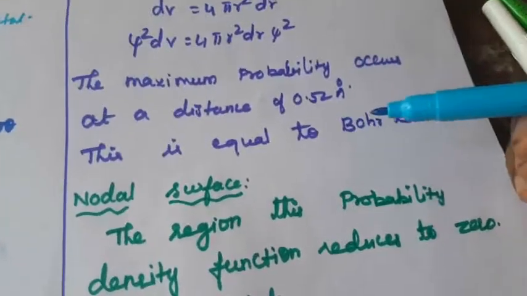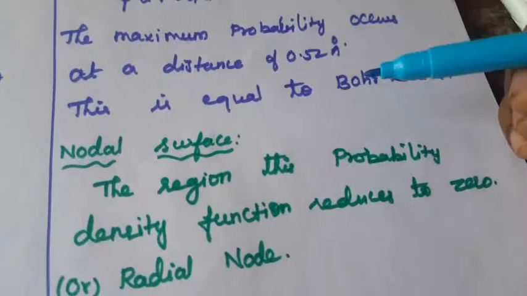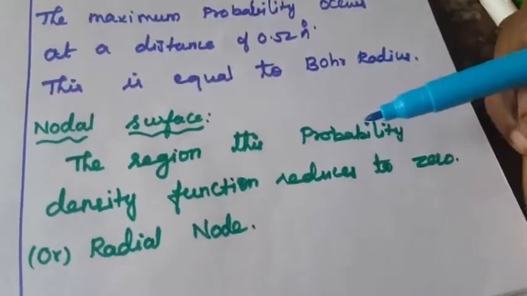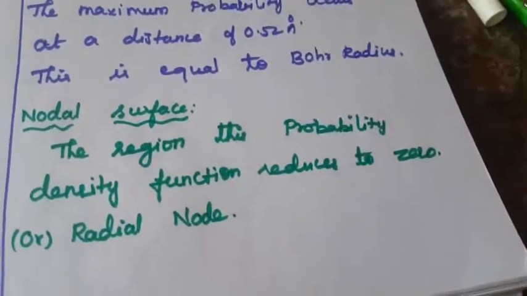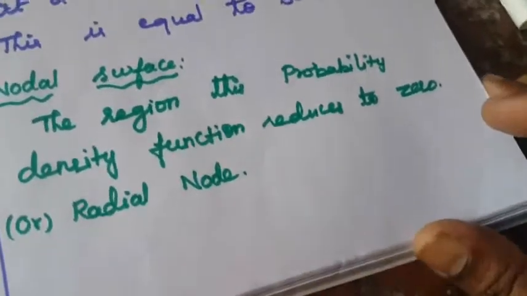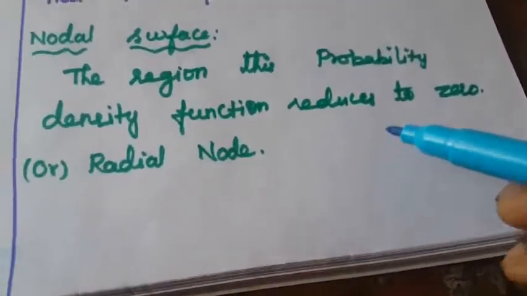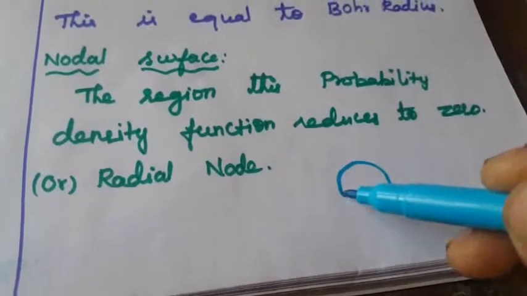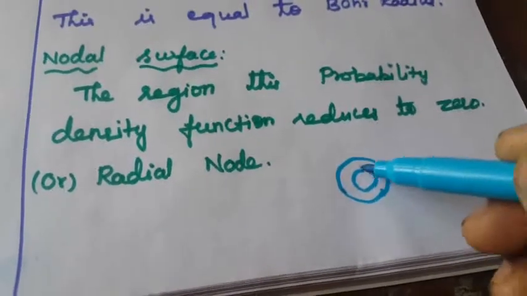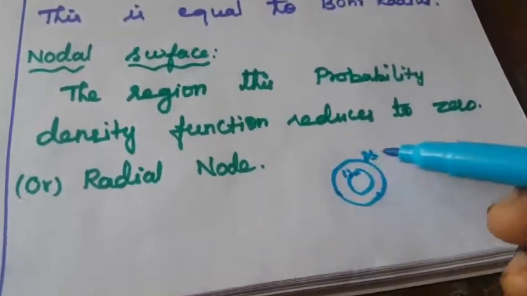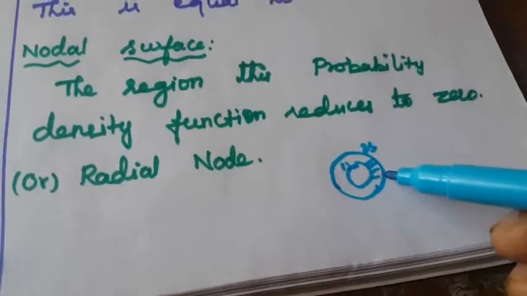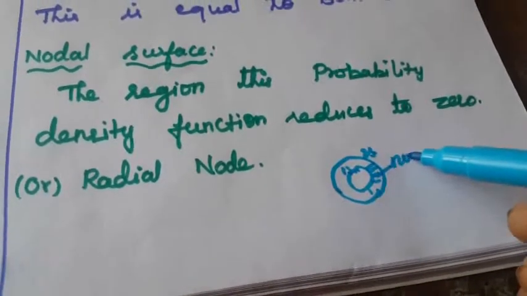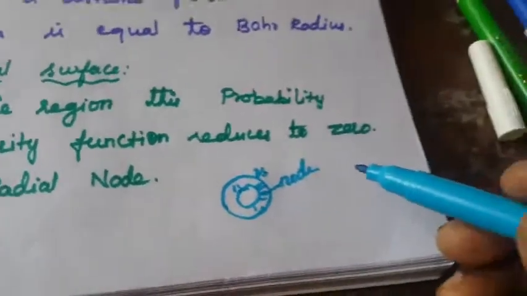From this we conclude what a nodal surface is. The region where the probability density function reduces to 0 is called a radial node. I explained that in the previous video. This is the 1s orbital, and this is the 2s orbital. There is some space available between them, and that space is called a node.